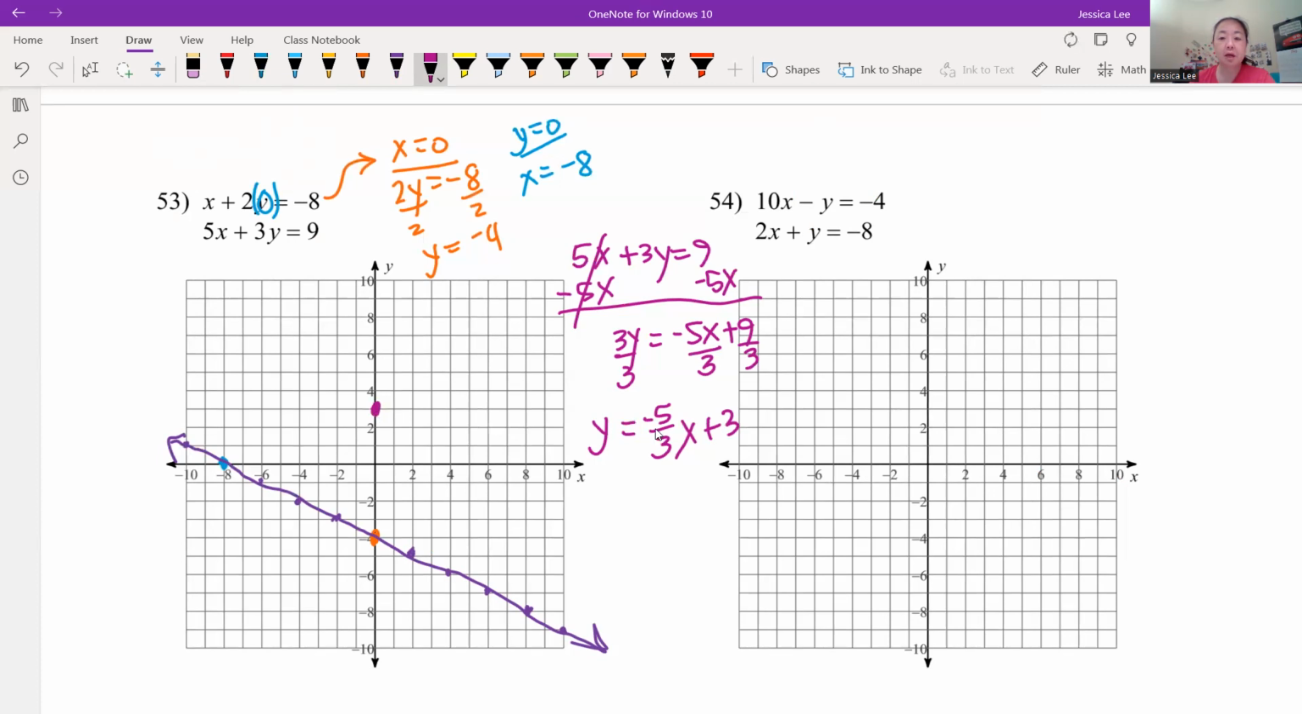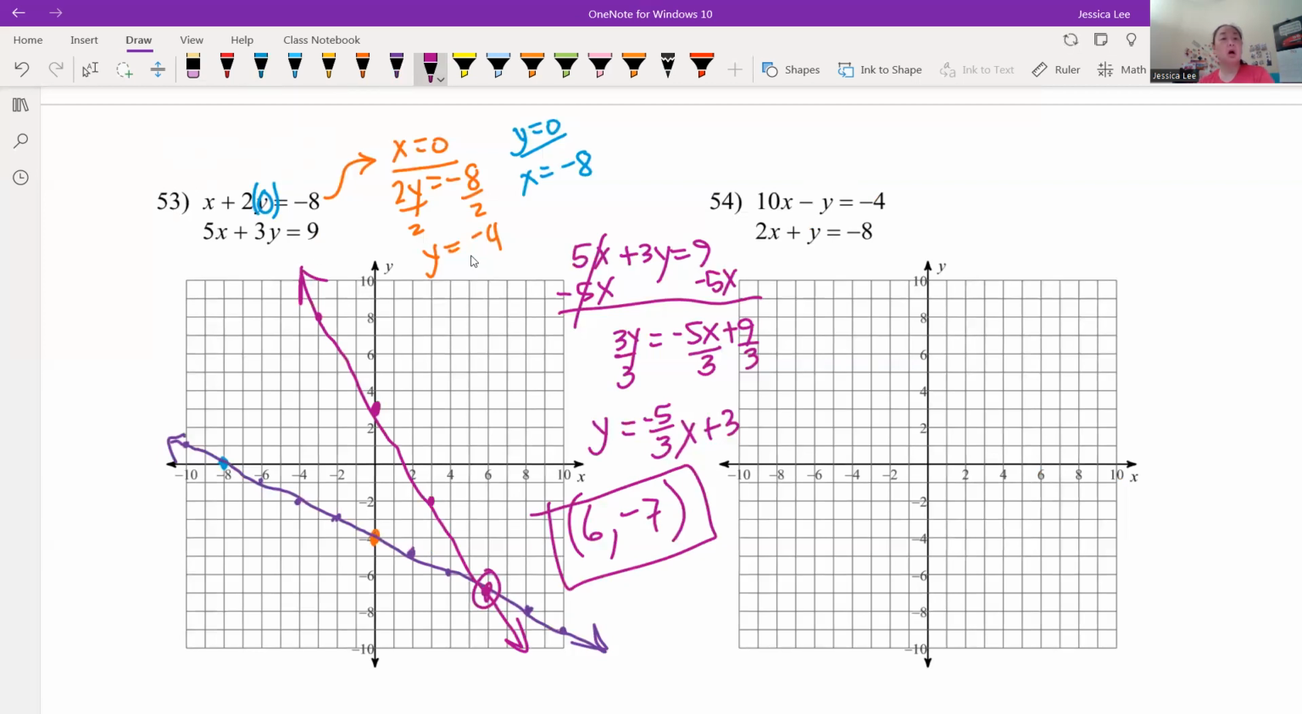And our slope is -5/3, so we're going to go up 5: 1, 2, 3, 4, 5, and then to the left 3. Or down 5, to the right 3. And 3, 4, 5 to the right. Where it intersects right here, there we go. And so the intersection is right there at 6, -7.